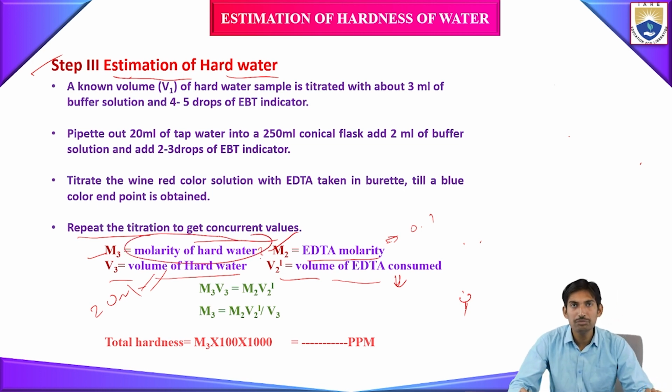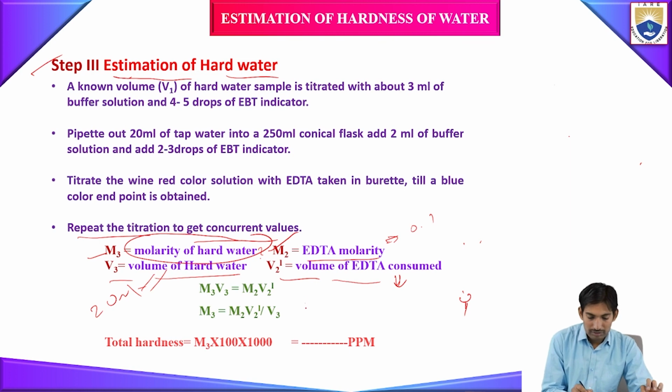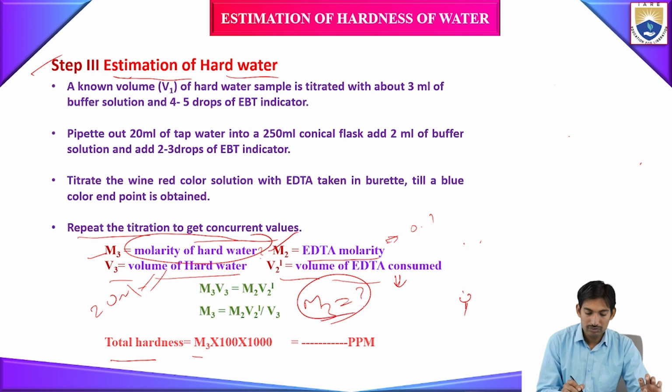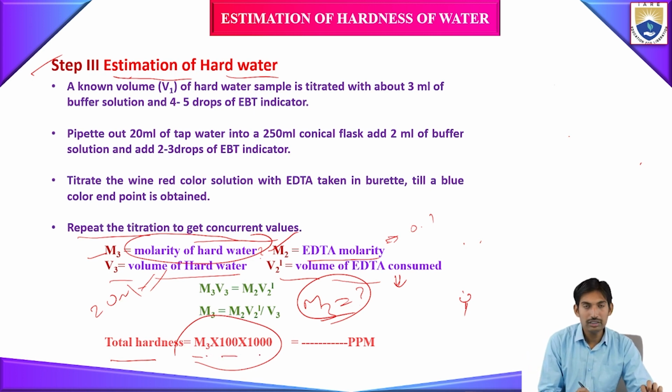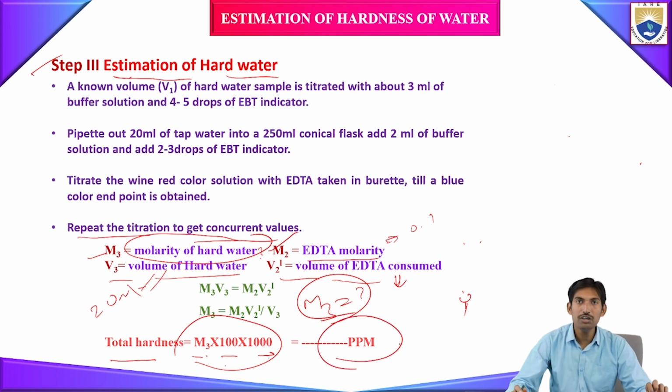The molarity of hard water means total hardness, since the water contains both temporary hardness causing salt and permanent hardness causing salt. In this step we calculate the concentration of the total hardness of the water. We get total hardness in molarity, and we have to convert it into ppm. By using this formula we can convert the molarity into ppm: if we multiply the molarity by 100 and by 1000, we get the hardness in terms of ppm.